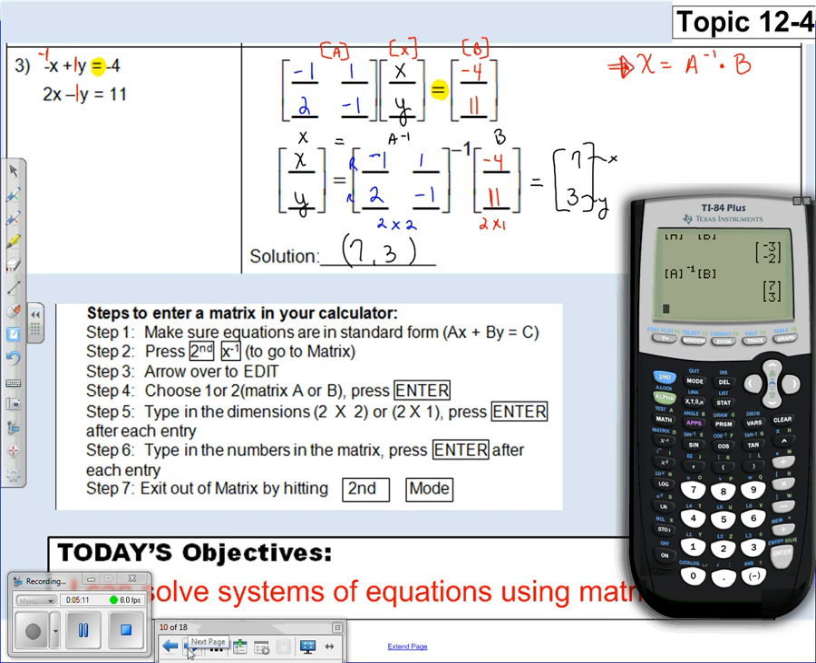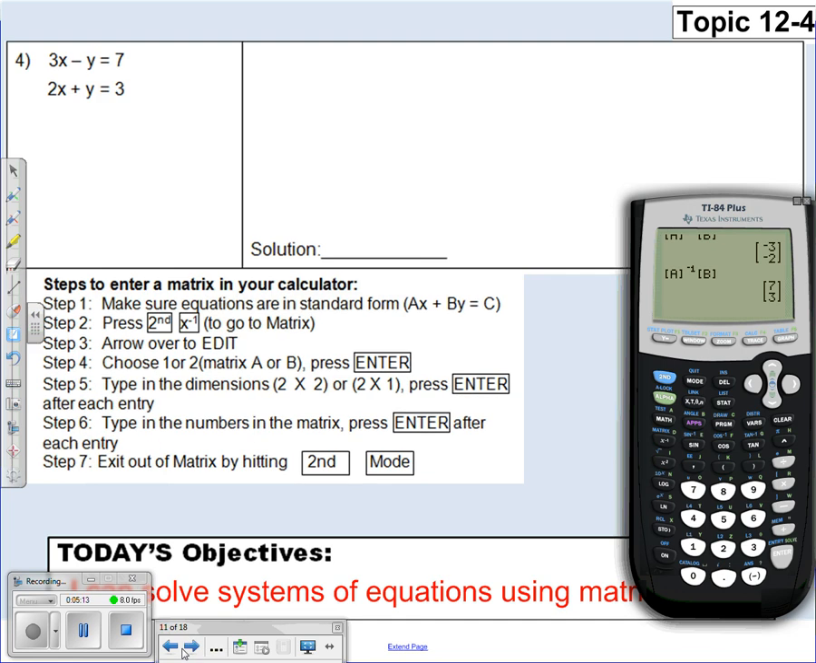Number 4, you have something totally blank. Now it is up to you to write your steps again. First thing we're going to write is a little cheat. It says x is equal to A to the negative 1 B. That's a reminder. So first, let's set up matrix A.